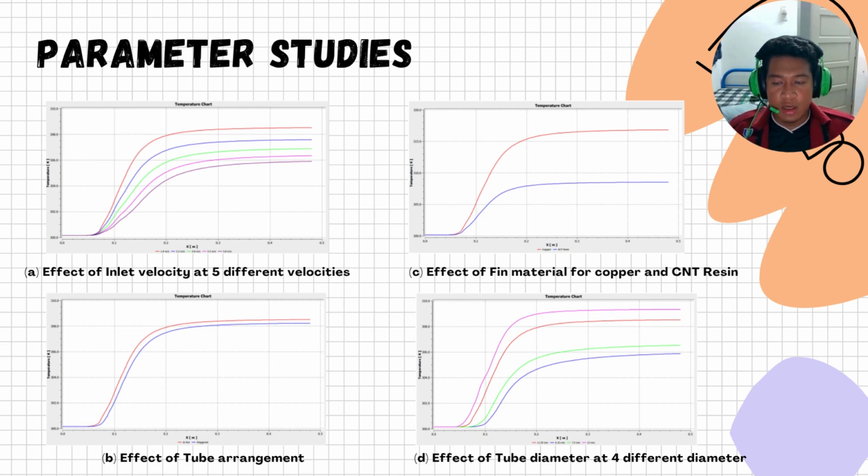Here we can see how each parameter affect the temperature. For the first one, the higher the inlet velocity is, the lower the temperature will be at the end of the fin. Next, the inline tube arrangement have higher temperature at the end of the fin compared to the staggered tube arrangement. Next, for the fin material, copper have higher temperature compared to the CNT resin. And lastly, for the effect of tube diameter, the bigger the tube diameter, the bigger the temperature will be at the end of the fin.